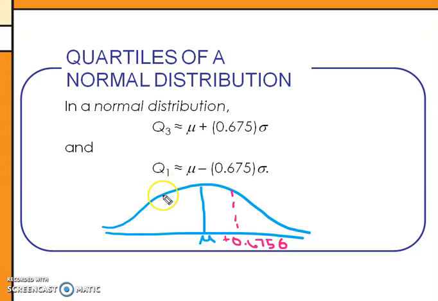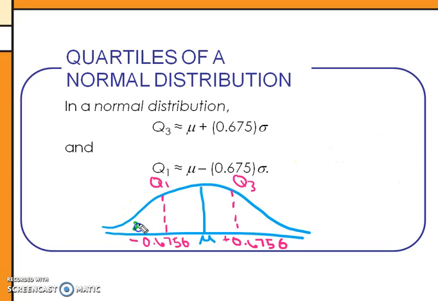And then, because these are perfectly symmetrical, if I wanted to split off the bottom 25% from the top 75%, I would go 0.675 standard deviations below the mean. And so once you find, hey, I don't want to take a full standard deviation, I don't want to take a full step, I want to take 0.675 of a step, you do that in both directions. And so that gives you Q1 and Q3.